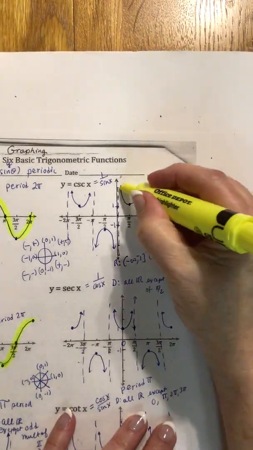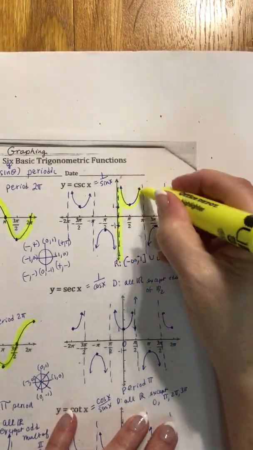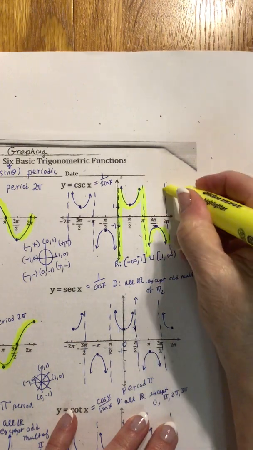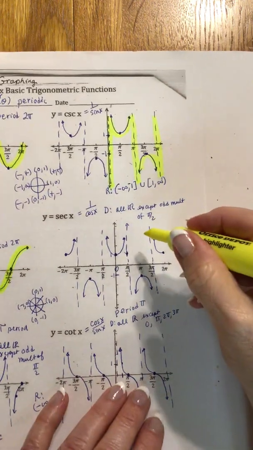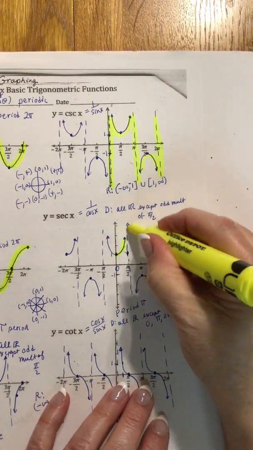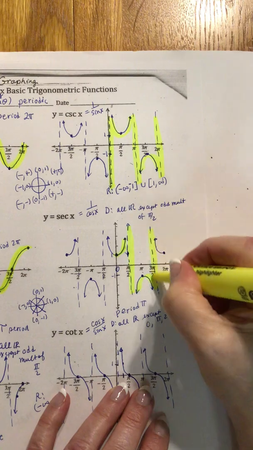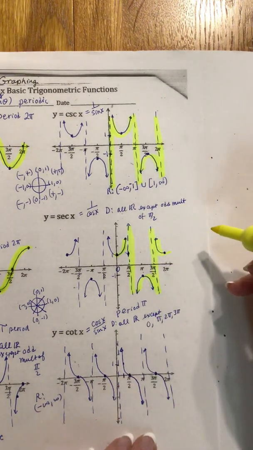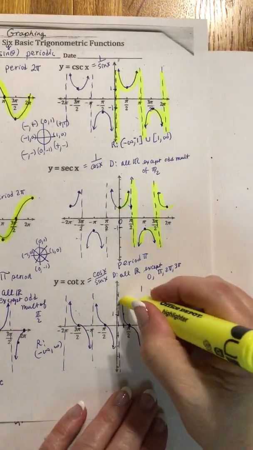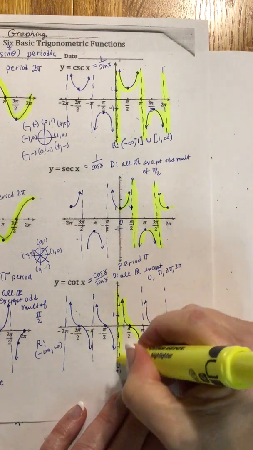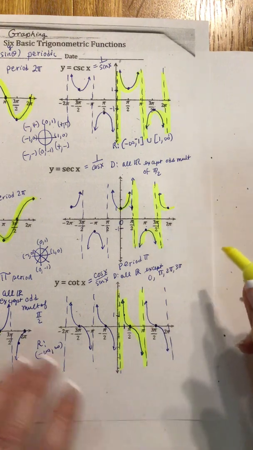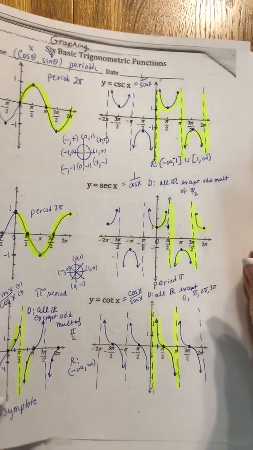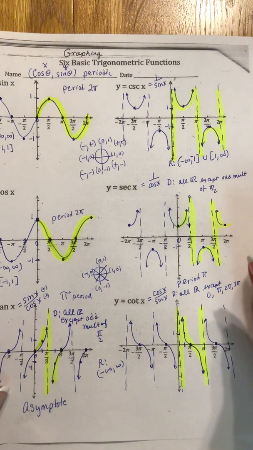So if I go up here to cosecant, this would be one period from, because then this would be the same on this side. And on here, one period would be like that. And then on this one, one period would just be this one piece, because then it does repeat. So see if I can center this and let y'all mark your papers.